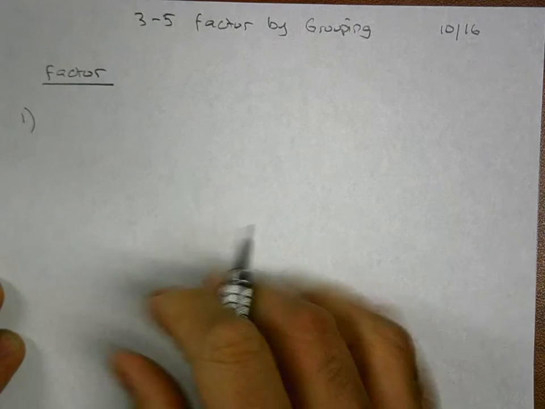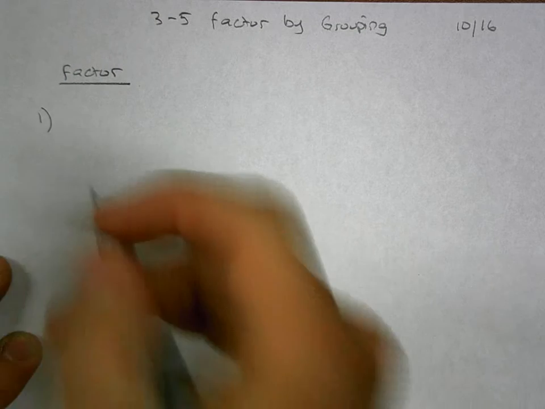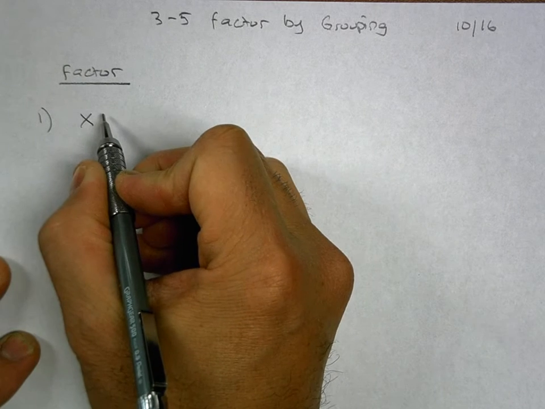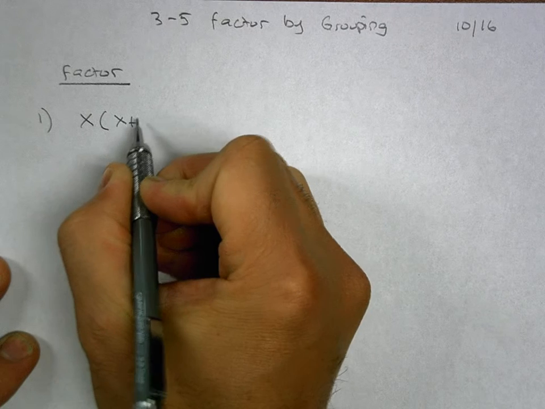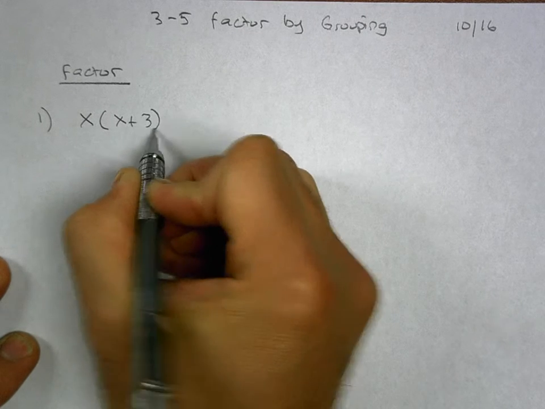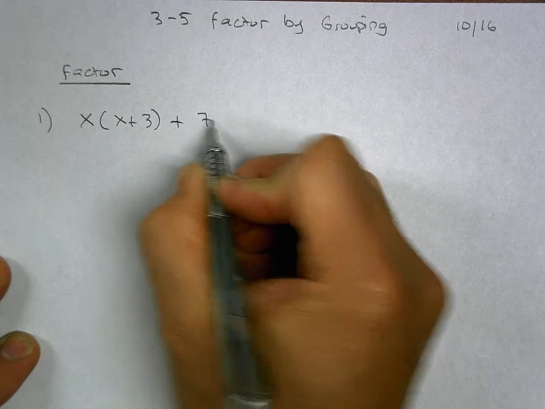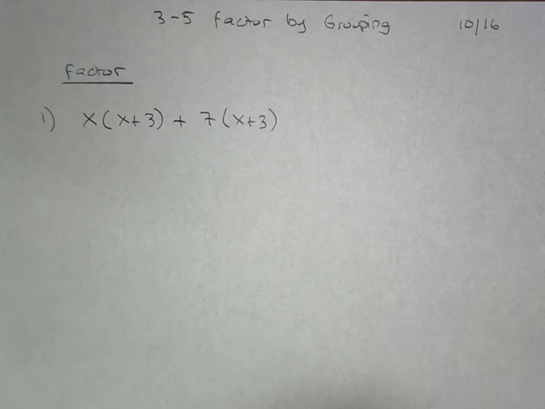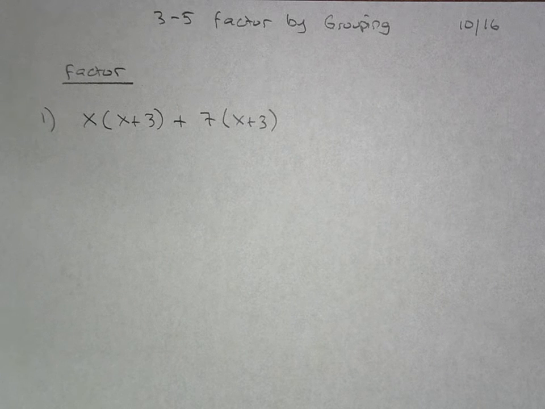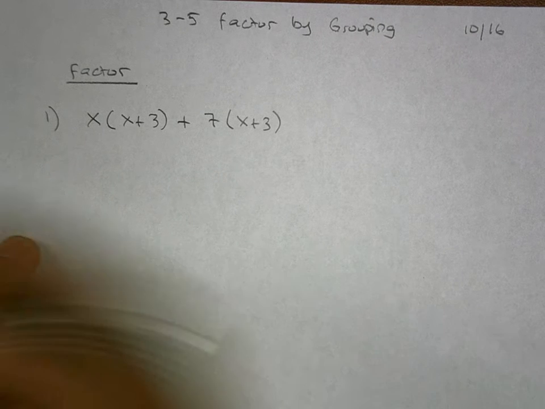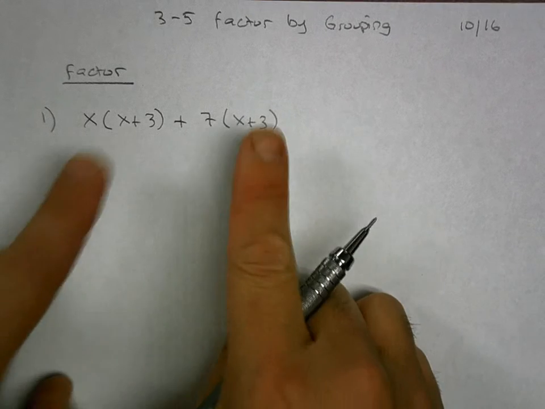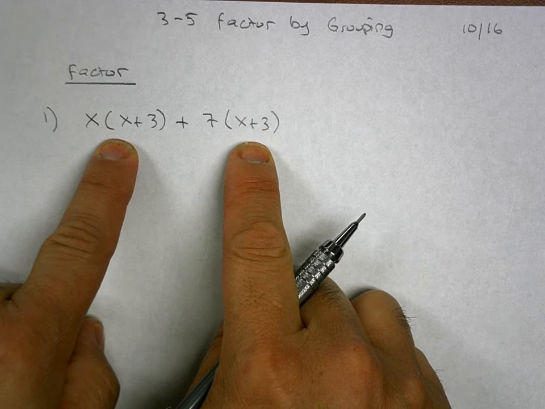Okay, so number one, this one's already partially factored. So I want to show you kind of what it's going to look like after we do the first step. But let's go ahead and see if we can factor this. So x times (x plus 3) plus 7 times (x plus 3). Okay, we want to factor. Before I even say anything, does anyone have an idea of how we're going to factor this? Kurt? You're going to take out x plus 3. There you go. This is a GCF.